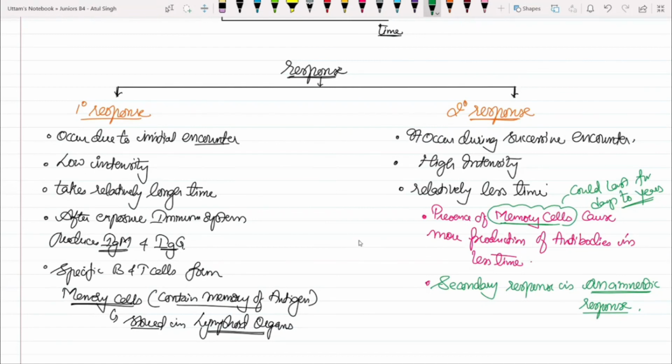Now, this adaptive immunity, we know that it is of two types: humoral immunity or antibody mediated immunity, and cell mediated immunity, right? About that we'll be discussing in our tomorrow's class.